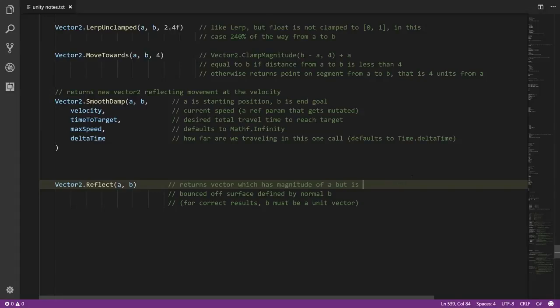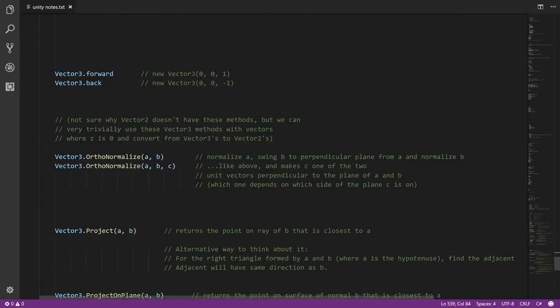So that's everything in the Vector2 type. The Vector3 type, of course, has an extra z component. It has a third float. And so we have these two more static properties, forward and back. Forward is the unit vector pointing down the z-axis in the positive direction, and back is the unit vector pointing in the negative direction down the z-axis.